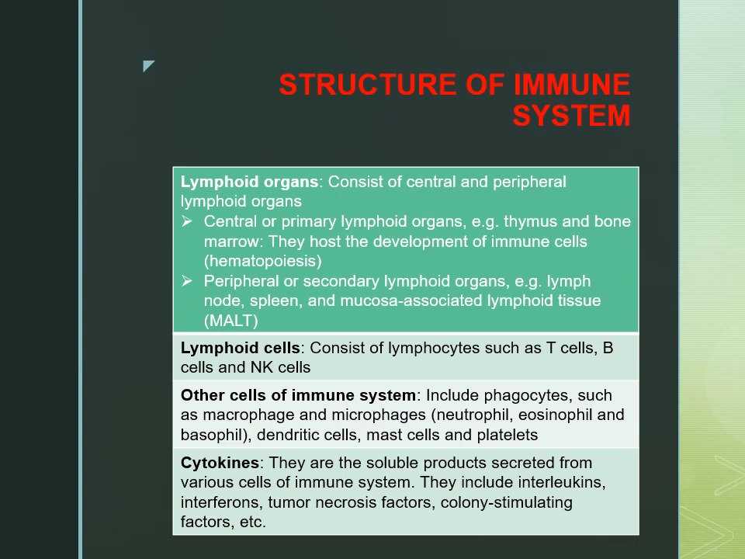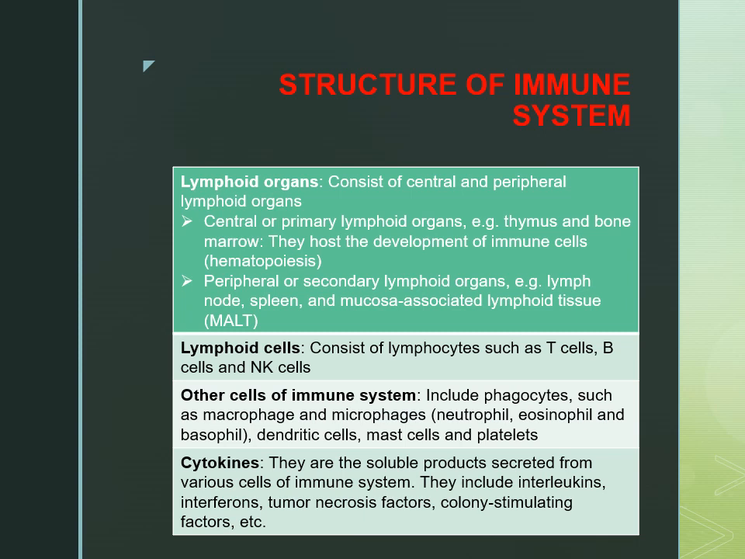When we talk of lymphoid organs, there are two types of organs. One is the central lymphoid organs, another is the peripheral lymphoid organs. Central lymphoid organs are those which synthesize the immune system cells. They consist of two important organs, one is the bone marrow, another is the thymus. The peripheral lymphoid organs consist of the lymph node, spleen and mucosa associated lymphoid tissue, or you can say MALT. This is the important thing which we will discuss today, that is the lymphoid organs.